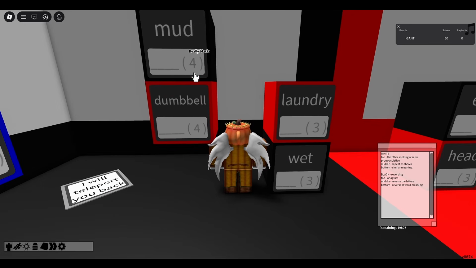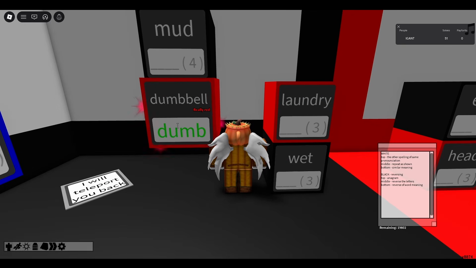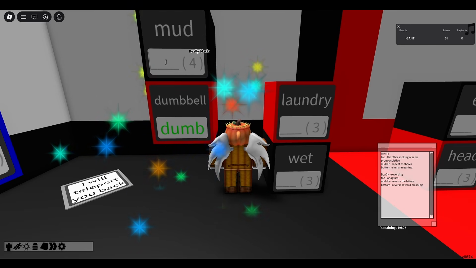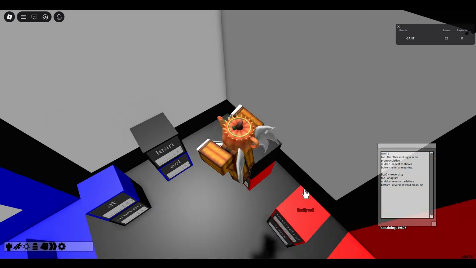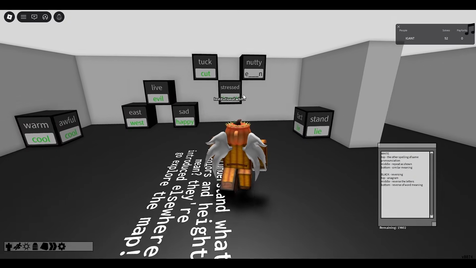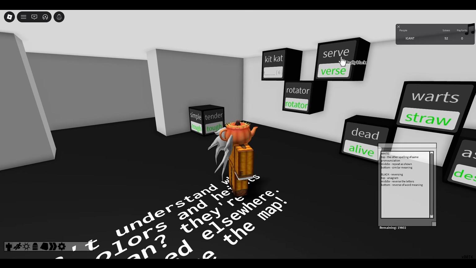Right, so here we have mud and dumbbell. So let me try type bell. No. Is it dumb? Okay, dumb. So then how do you get mud into dumb? You reverse it and then add a letter. I swear there was another one like that. So sometimes you have to add letters or remove a letter. But you didn't have to do it for verse.